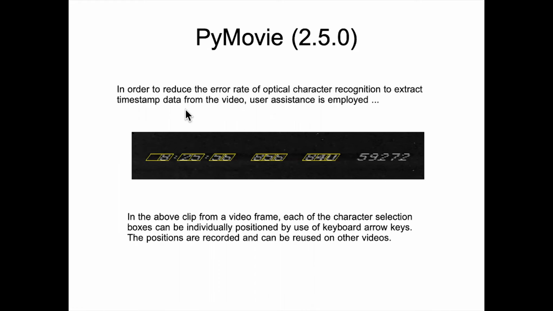Each new position of the character boxes is recorded, and it is possible to save a finished configuration as a template to be used for other videos. The key idea or assumption here is that for a given camera, video time inserter, frame grabber chain, the positions of the character selection boxes will be unchanged, so this somewhat tedious exercise will not need to be repeated very often.